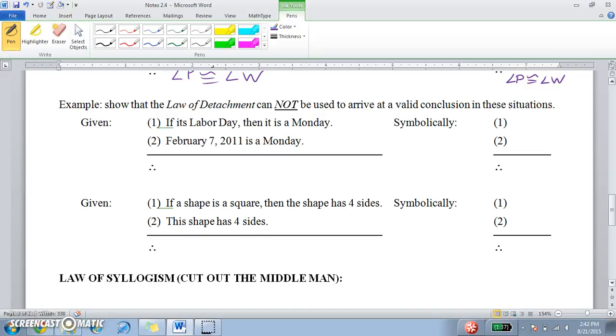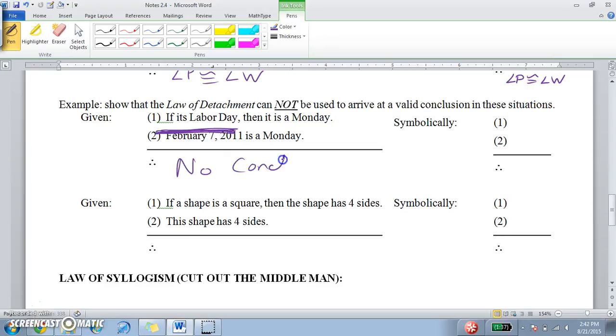So, in order for the law of detachment to work, we have to say that the first part happened, not the second part. Because as we all know, February 7th is never going to be Labor Day. So this is no conclusion. We cannot conclude anything from the conclusion of the original statement. We can only conclude something from the hypothesis. Don't worry about the symbols.